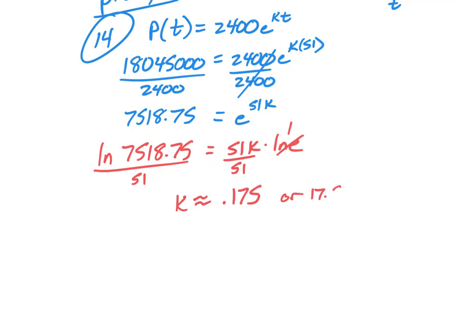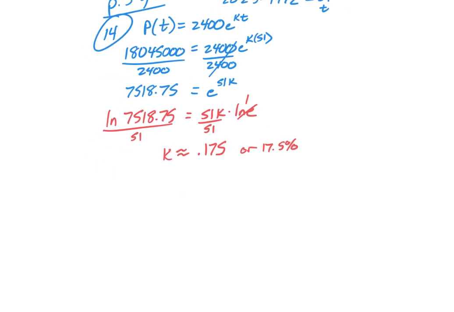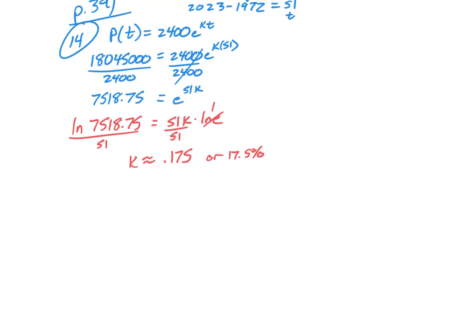What that means is that this car value is growing at 17.5%, which is pretty crazy over time. But to go from 2,400 to 18 million, it's a pretty good jump, right? Even though it went over 51 years, it's still a pretty incredible jump in value. Okay, so that's part A. What is the value of K?